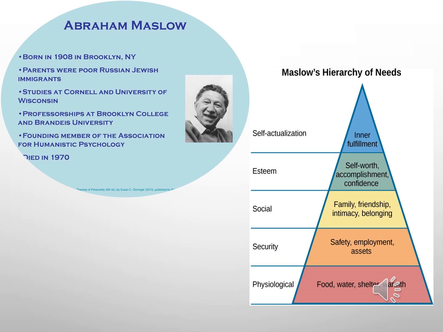physiological needs. The physiological needs include water, food, shelter, and warmth. Then there are security needs, which are also known as safety needs, which include safety, employment, and assets. Then we move on to the social needs, which are also the belonging needs. The belonging needs include family, friendship, intimacy, and belonging. Esteem includes self-worth, accomplishment, and confidence. Then we have the last one, which is self-actualization. Self-actualization includes inner fulfillment.